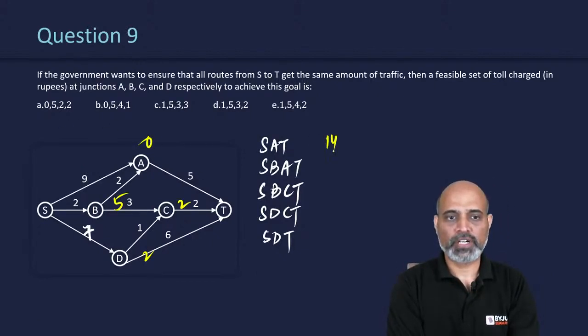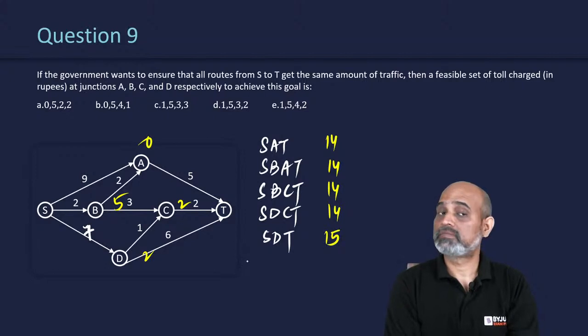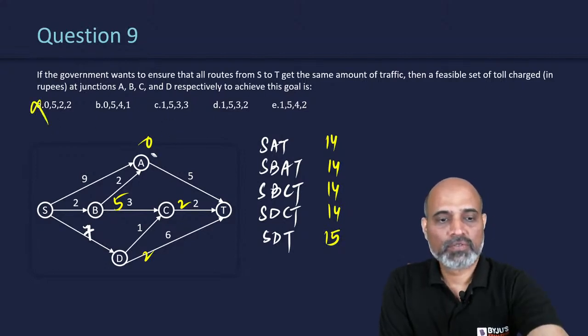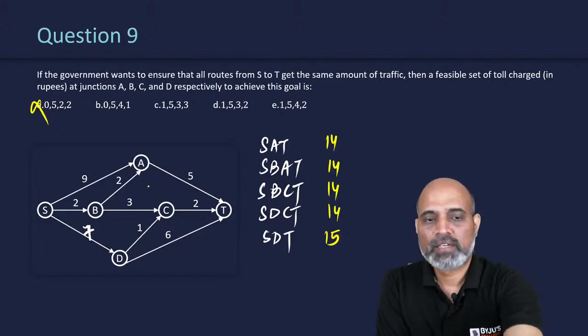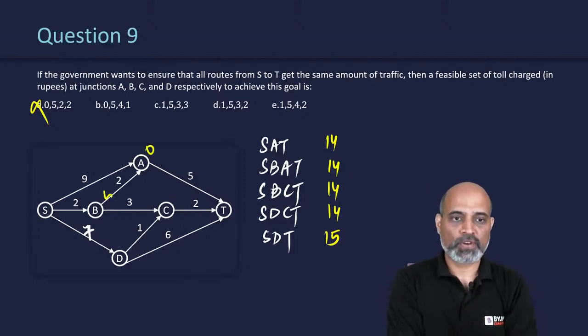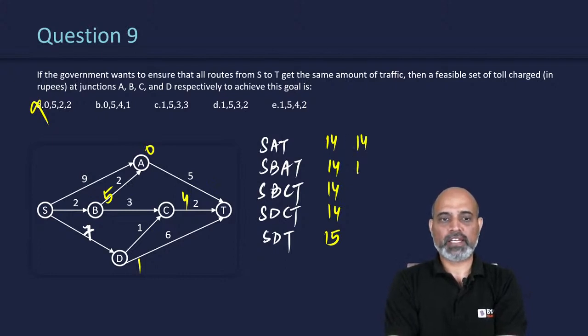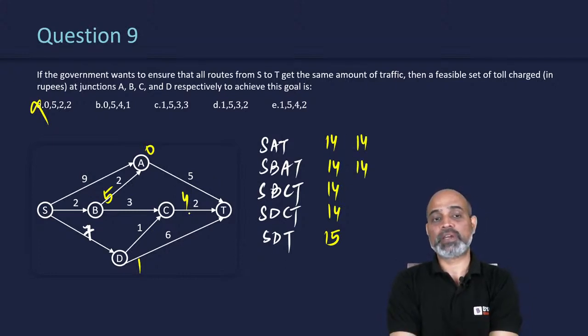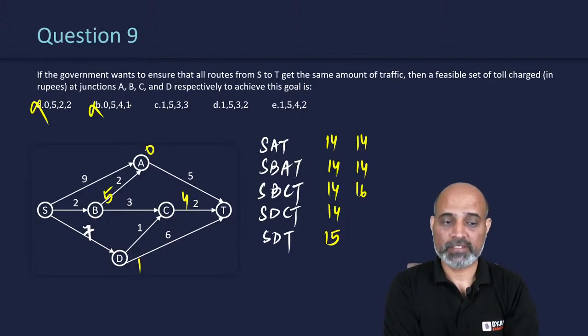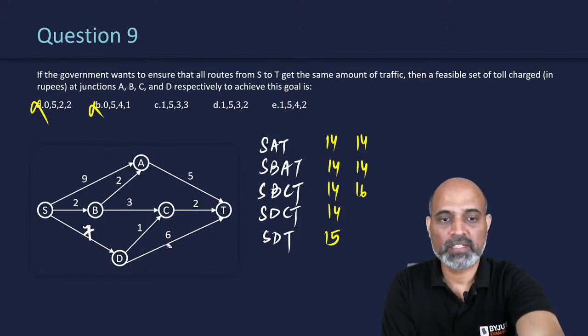0522. For SAT, this is going to be 14. This is going to be 14. This is going to be 14. This is going to be 15. Doesn't make sense. Next one, 0541. So for SAT, this is going to be 14. Next one is 14. This is going to be 7 plus 9, 16. We should stop right here. So B also is not going to be the answer.